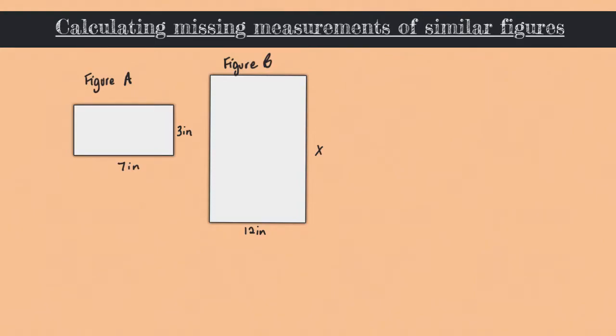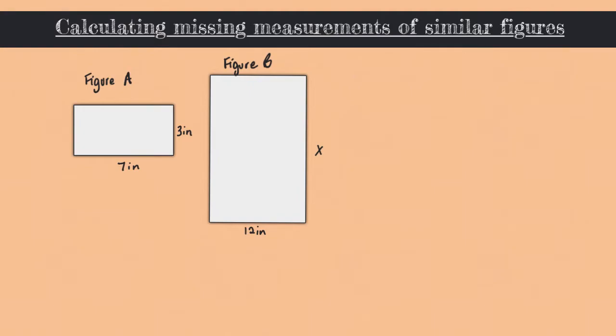So here we are, and we are told that these are similar figures. Now remember, and this is a common mistake of a lot of students, there are two things you want to look at when it comes to similar figures. One is that they have to be the same shape. Are these the same shape? The reality is they're both rectangles. They are the same shape.